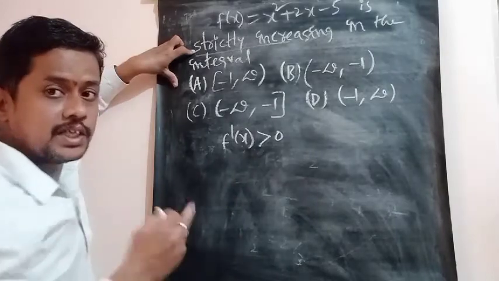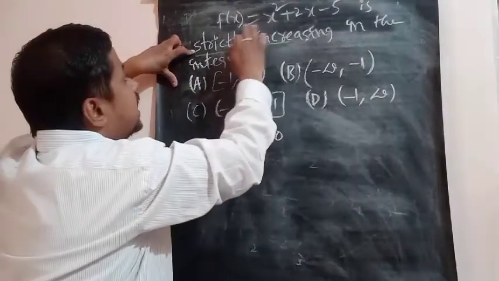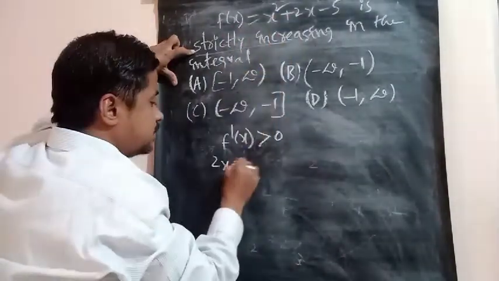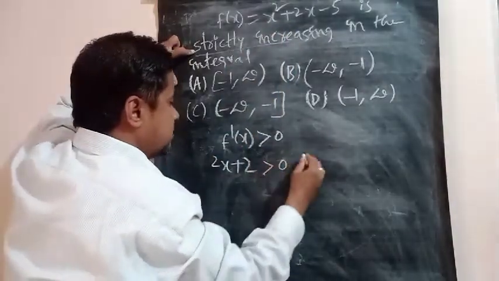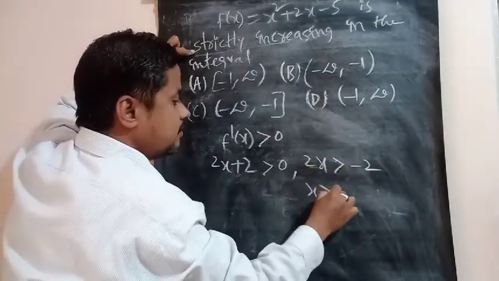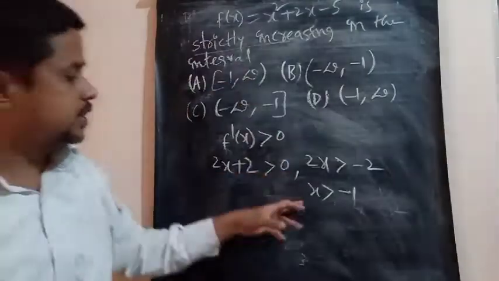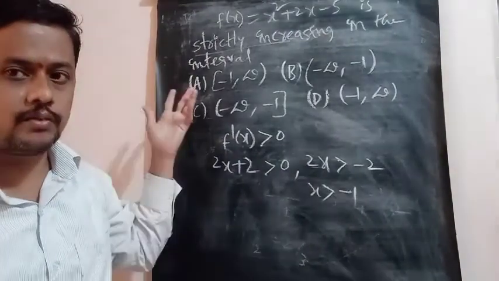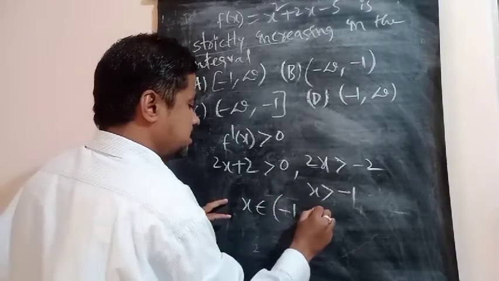F dash of x is nothing but the differentiation of the given function. Calculate the differentiation. The derivative of x squared is 2x, the derivative of 2x is 2, and the derivative of minus 5 is 0. So therefore 2x plus 2 is greater than 0. So 2x is greater than minus 2, x is greater than minus 2 by 2, which is equal to minus 1. So this is the answer. X greater than minus 1 means x belongs to minus 1 comma infinity.